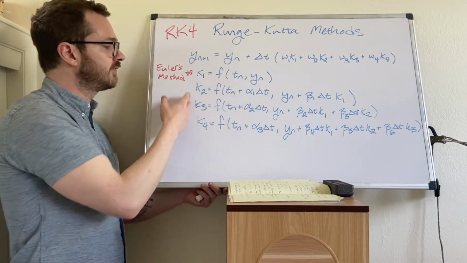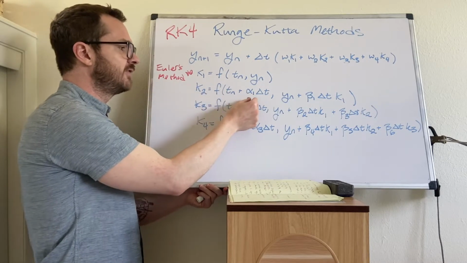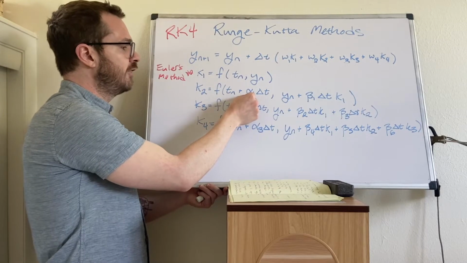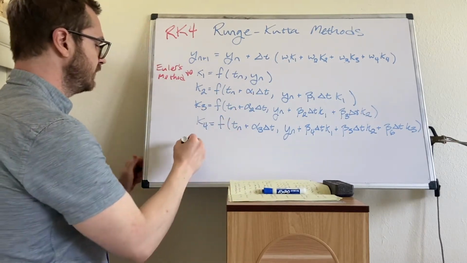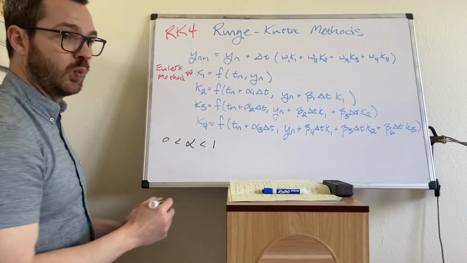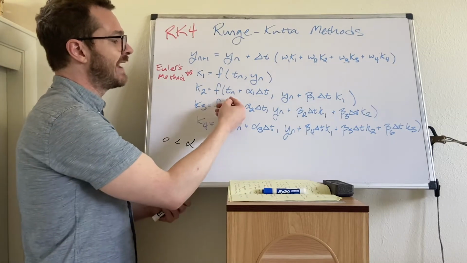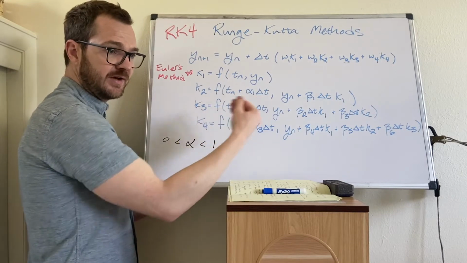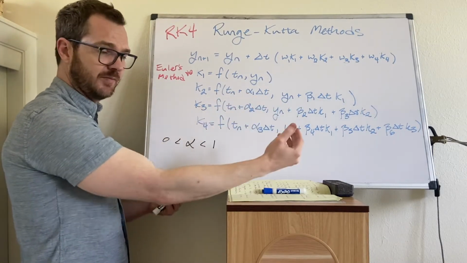What we'll do next for K2 is evaluate the differential equation at some small increase in time forward. So these alpha values, alphas are bounded between 0 and 1. If they're bounded between 0 and 1, then at most we're taking a single delta t step forward in time. If alpha is 1/2, then we're moving just half a time step forward.